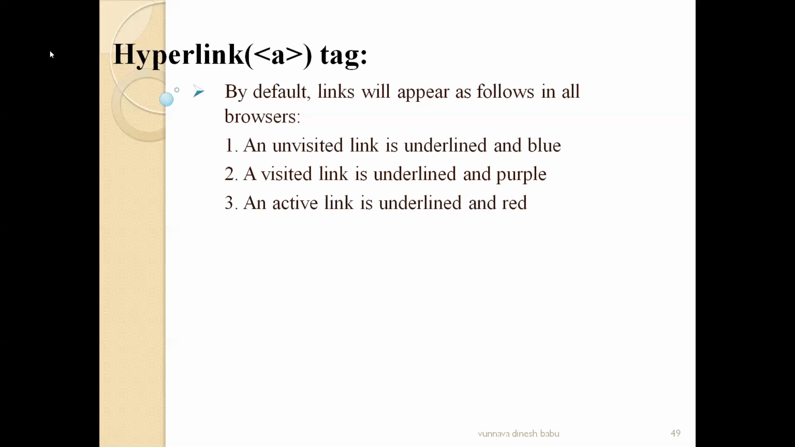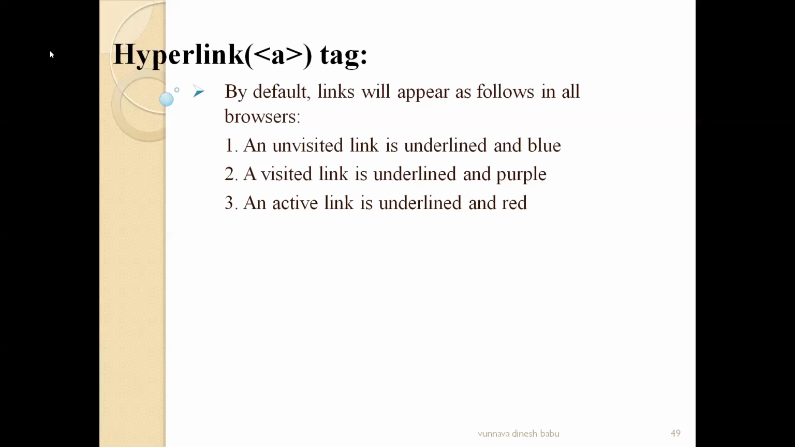And the third one, an active link is underlined and red. When the particular link is active, that means it is already open and active in some other tab or some other browser, then that link will be underlined and red. So anything which is underlined can be considered a link. But if it is in blue color, that means we never visited that link. That means nobody has clicked that particular link.